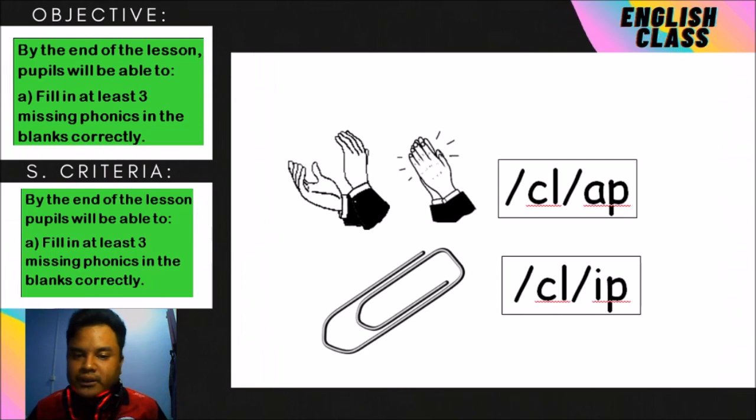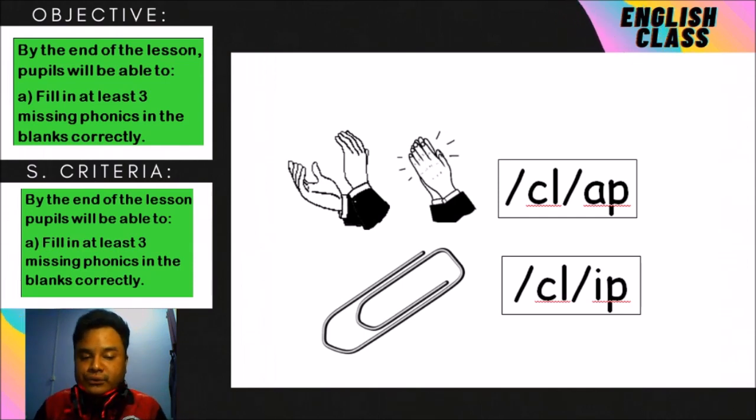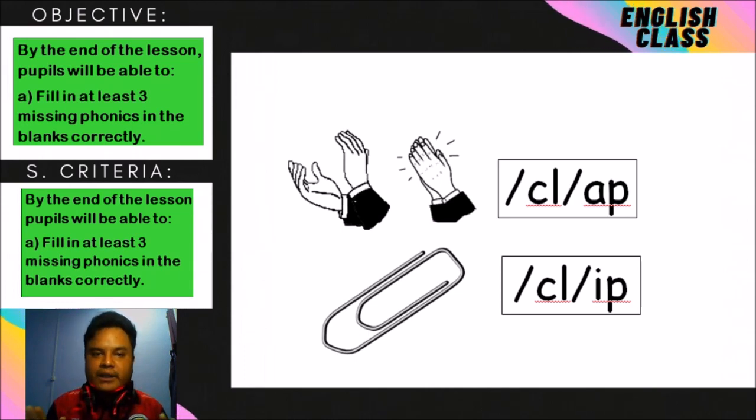Now, let's look at word number 2, clip. Okay, clip is what you use to hold your papers together other than using a staple. Okay, you use a clip to hold 2 papers or more together. A clip, or in its full name, is a paper clip. Okay.